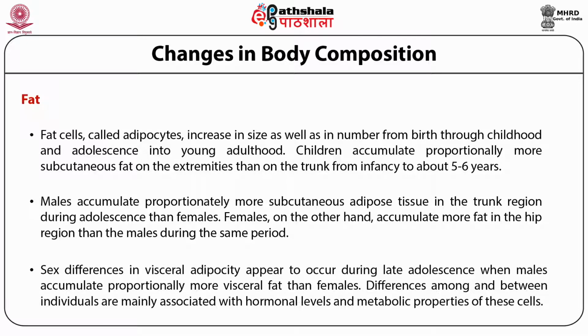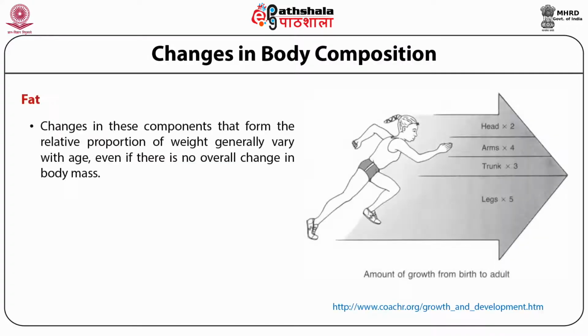Sex differences in visceral adiposity appear to occur during late adolescence, when males accumulate proportionally more visceral fat than females. Differences among and between individuals are mainly associated with hormonal levels and metabolic properties of these cells. Changes in these components that form the relative proportion of weight generally vary with age, even if there is no overall change in body mass.